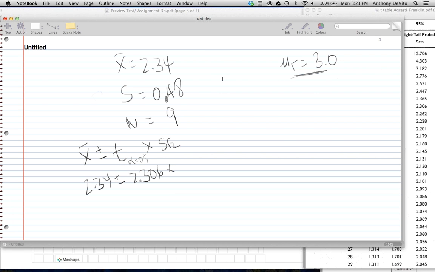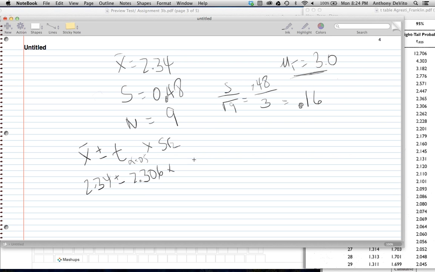Our standard error is going to be equal to the standard deviation. We don't know sigma, so that's all we can use, over the square root of the sample size, over the square root of 9. So that's going to be 0.48 over 3. Okay, and that's equal to 0.16. 3 into 18 is 6, 0.16.